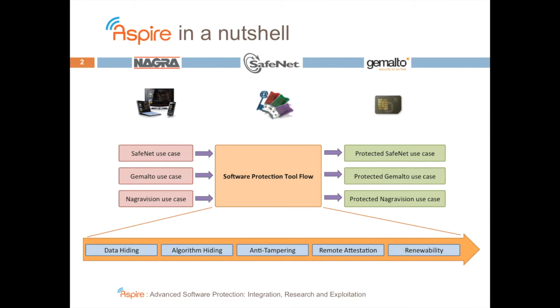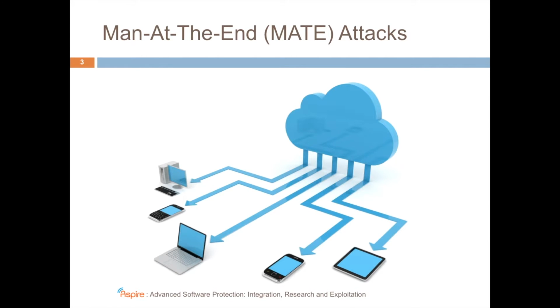We also want to exploit the fact that these use cases are typically connected the whole time and that we can build on trusted servers to remotely attest the integrity of the software. And we want to use different forms of renewability with which we want to update the protections, diversify the way the protections are applied, and enable the continuous update of assets and the way the assets are encoded and protected such that attackers have a very small window of opportunity. Now, with these protections, we want to mitigate man-at-the-end attacks.